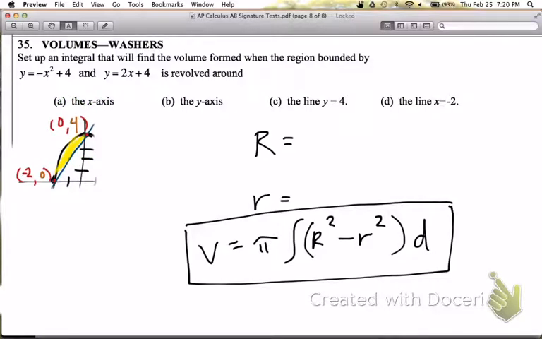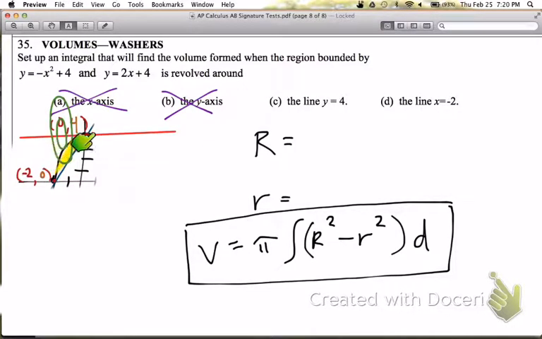Alright, so we have done the x-axis, we've done the y-axis, and now we're on the line y equals 4. So let me actually graph that line in red. Looks something like that. So when I draw my rings, I draw my inside ring, I draw my outside ring. Alright, so the distance from the line y equals 4 to the outside ring.